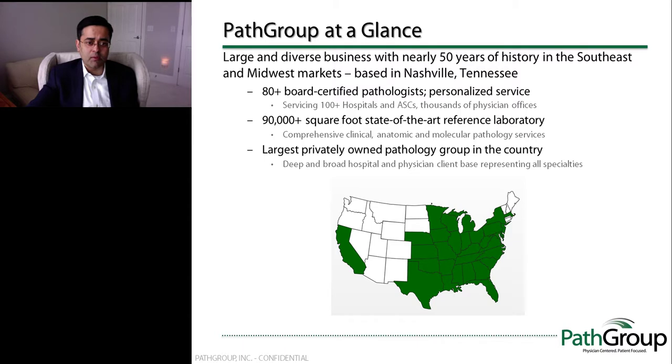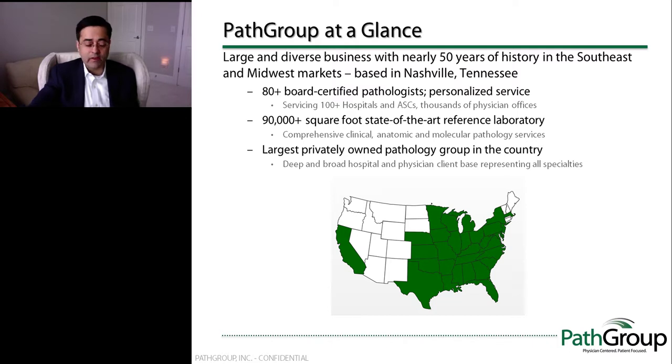We service more than 100 hospitals and ambulatory service centers and thousands of physician offices on a very routine basis. Currently, we have about 90,000 square feet of reference laboratory space based in the Nashville, Tennessee area, where we provide services that support not only our physicians who are medical directors and pathologists at these various hospitals that are part of integrated regional healthcare systems, but also that support our physicians in the thousands of physician outpatient offices.